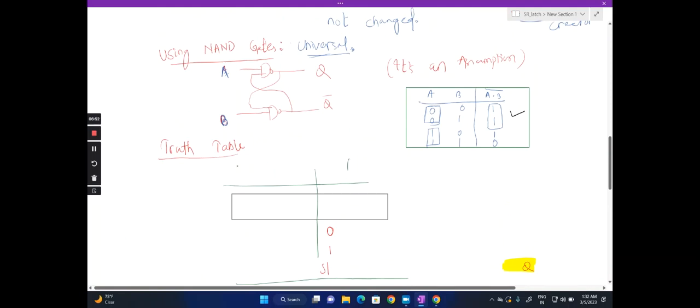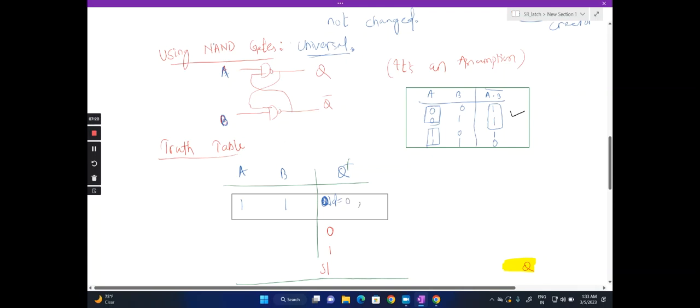Suppose we have A, B as inputs, and Q plus as the updated value of Q, and Q is the previous value of Q plus. We are taking feedback from Q and we are updating Q plus. So when A, B is 1 1, let us assume that the old value of Q is 0.